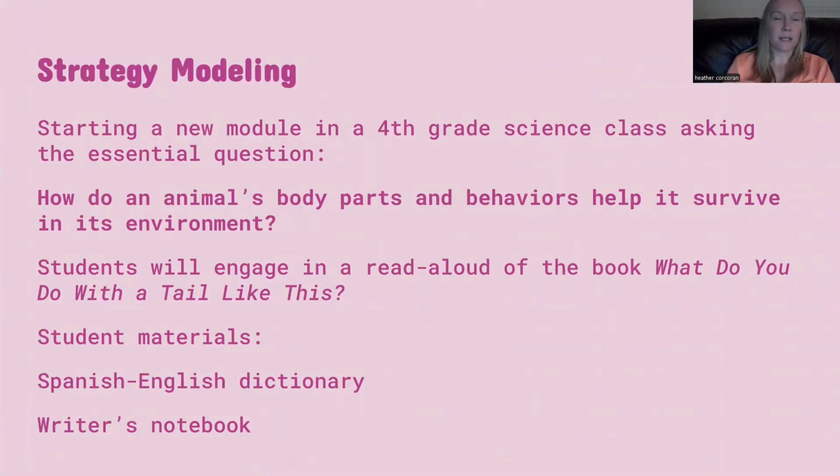So for the purposes of tonight's modeling, I want you to picture that you are watching me teach a fourth grade science class. We're in the science block, and we have just started a new module on how animals adapt to their environment. So I would start the lesson with a slide that poses the essential question at their desk. Students would consider, how do animals' body parts and behaviors help it survive in its environment? And I would let them know that we are going to think about that essential question as we read our focal text.